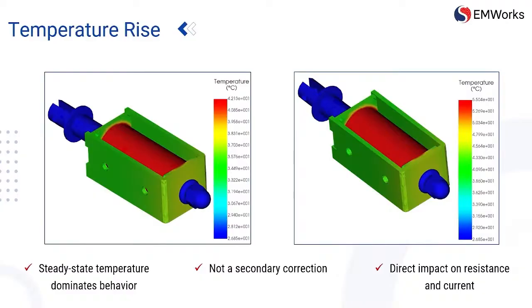Steady state temperature is not a minor correction applied after electromagnetic design. It is a dominant effect that controls resistance, current, and ultimately force. Once thermal equilibrium is reached, the electrical operating point is fundamentally different from the cold condition assumed during early stage calculations. Treating temperature rise as secondary leads directly to unrealistic performance expectations.